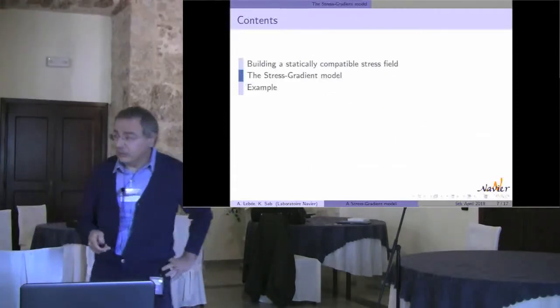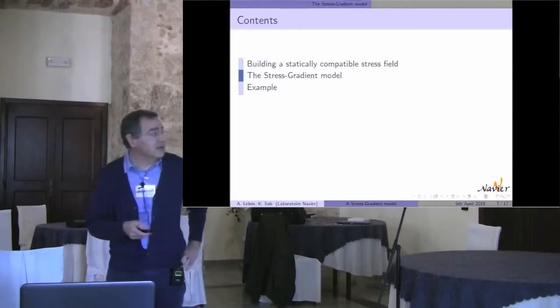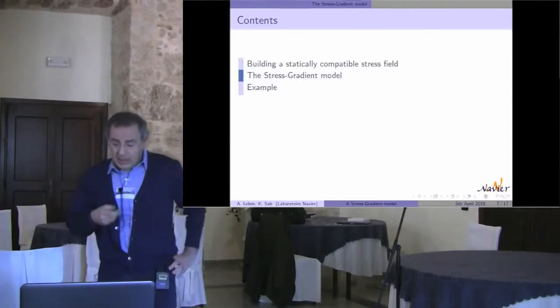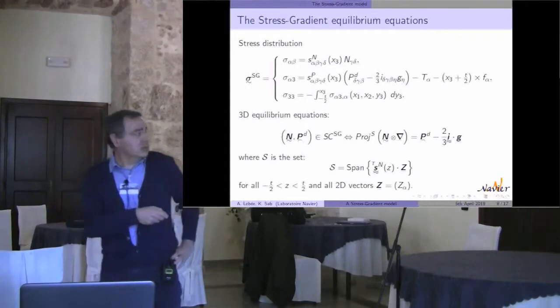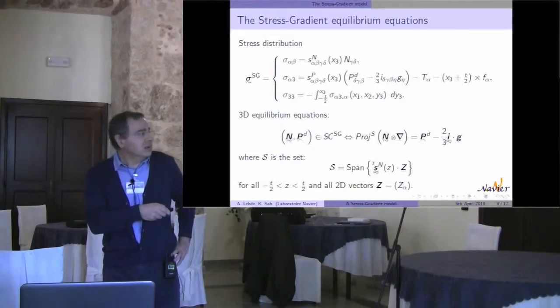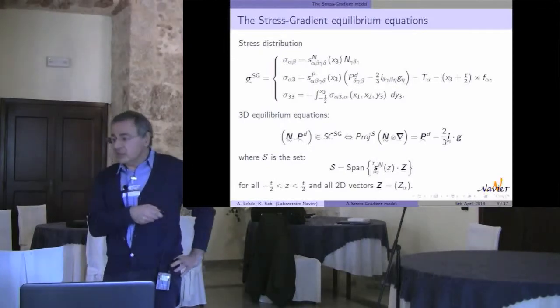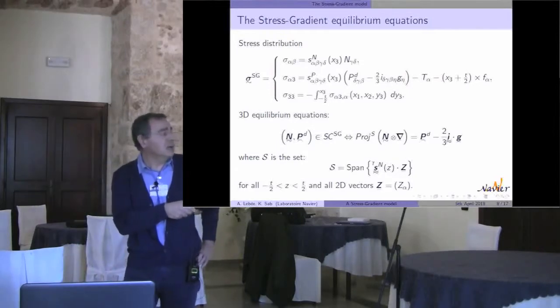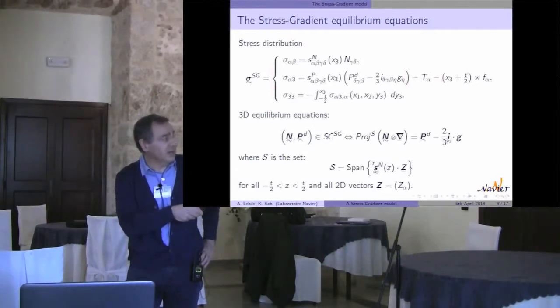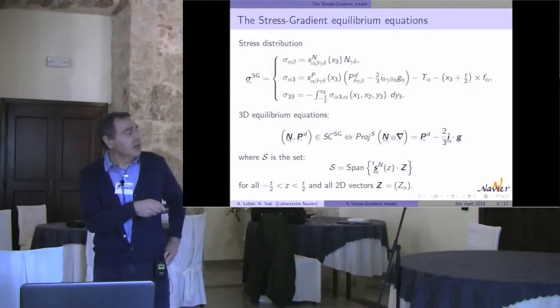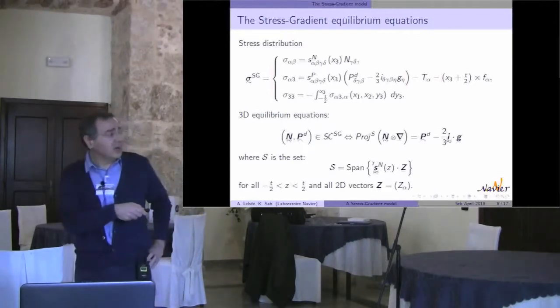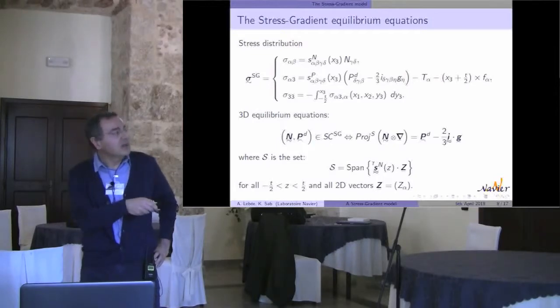So now I have constructed a statically compatible stress field. I'm introducing my stress gradient model. So the idea is that you take this stress distribution, you assume that your stress distribution is known in terms of n and PD, and if you write the 3D equilibrium, you will find out that the gradient of n should be equal to this.